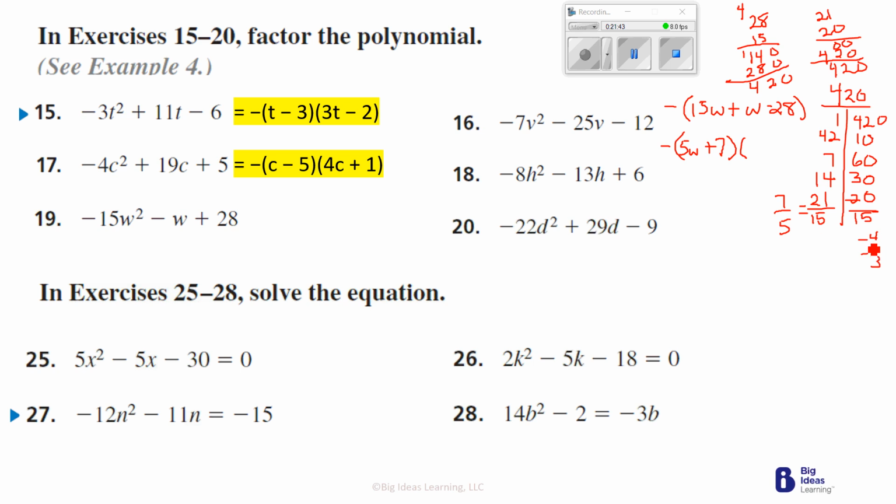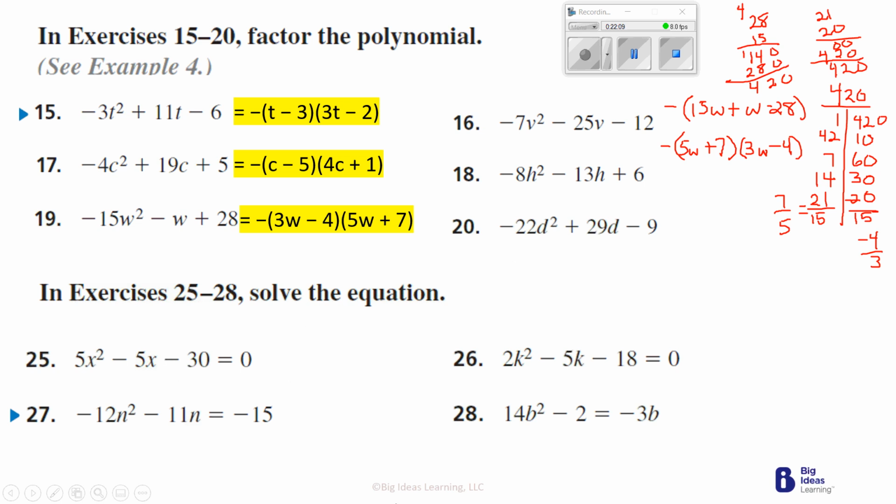Over here, my top number will be my constant. My bottom number will be my coefficient. All right, and if I do that, I'll have a negative 5w plus 7 times 3w minus 4. Let's see how I did. Got negative 3w minus 4 and 5w plus 7. Right on the money. Let's get to number 25.